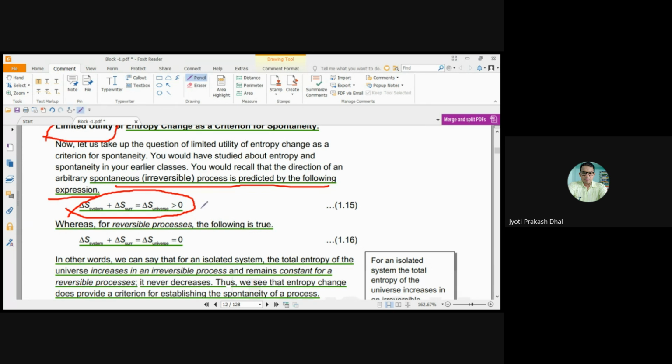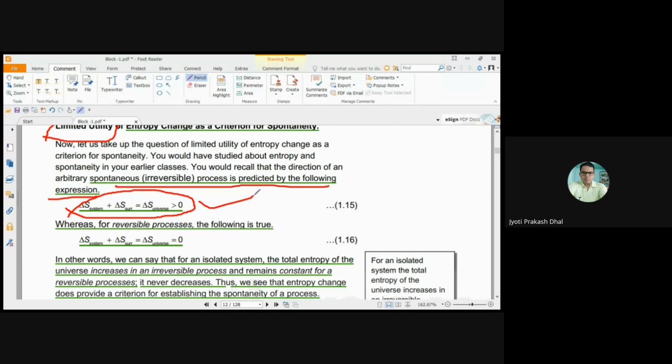This expression we have proved at the intermediate level. That means the entropy change of the whole universe continuously increases. Why? Because all naturally occurring processes, that is any process occurring in our universe, are spontaneous processes. And again we have studied that for a spontaneous process, the total entropy of the universe increases.